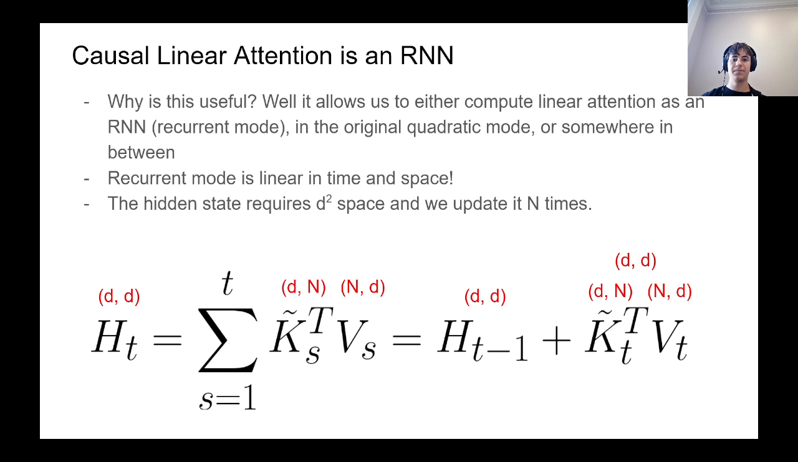It's just additive. And the nice part about this is a recurrent neural network across time is constant in space, where the space complexity, or the memory complexity, is equal to d squared. It's equal to the hidden state size. And you update this n times, so you update it however many tokens you have in the sequence. So that is the recurrent neural network formulation.